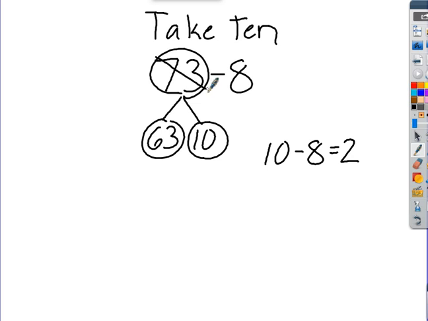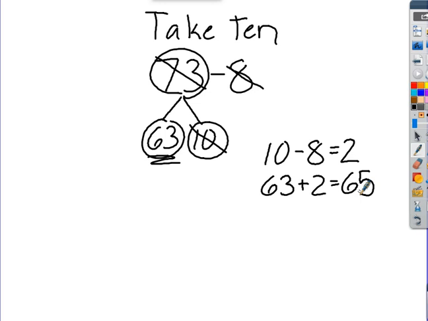Our 73 was broken up. We've used our 10. We've used our 8. We're still left with 63. So we're going to take that 63 and add the 2 back to it to get an answer of 65. Oftentimes, parents will go ahead and round that 8 up to a 10 and do 73 minus 10 and then add that 2 right back to it. So again, it's what we're doing in our heads very often.